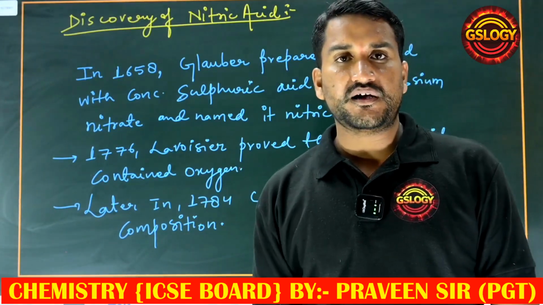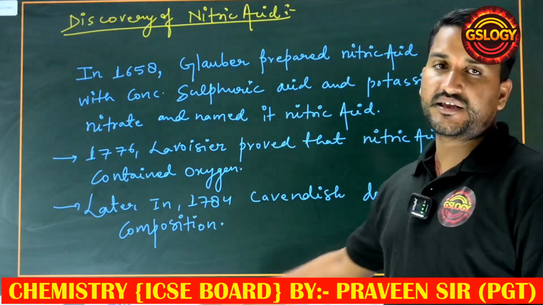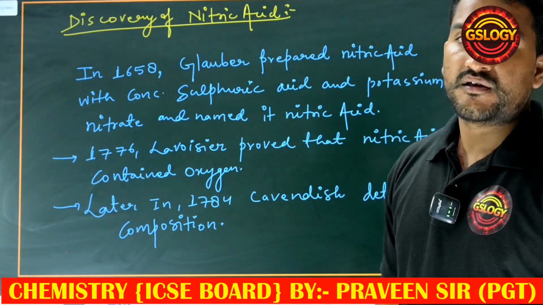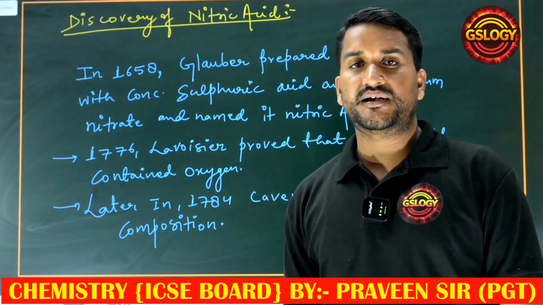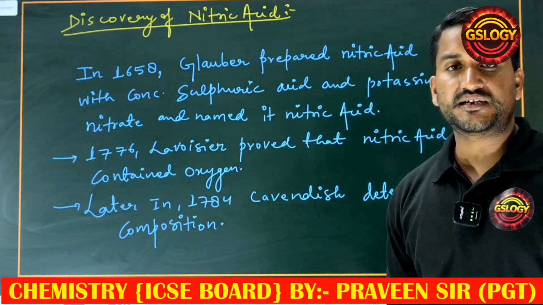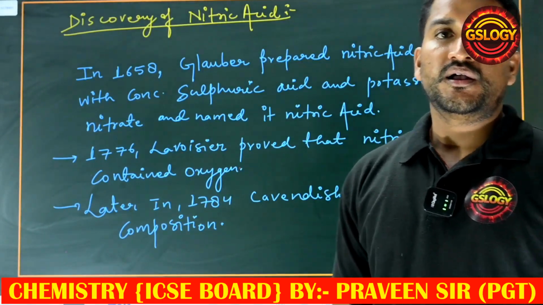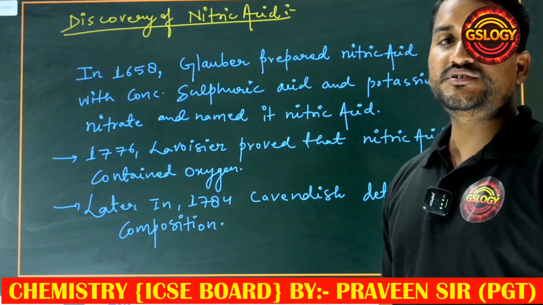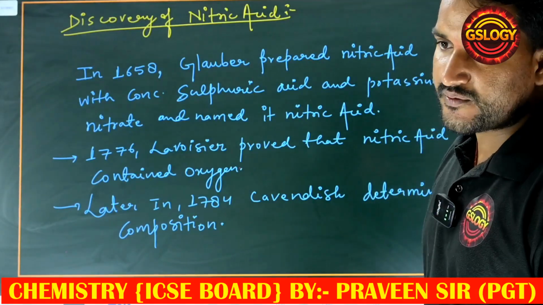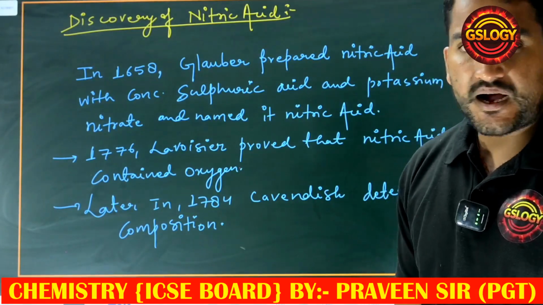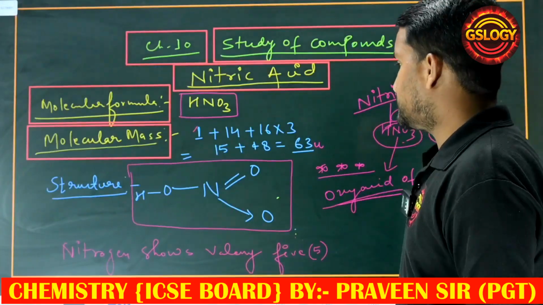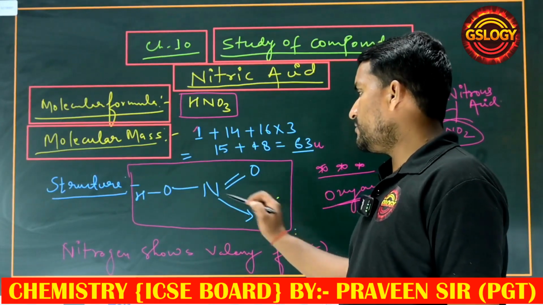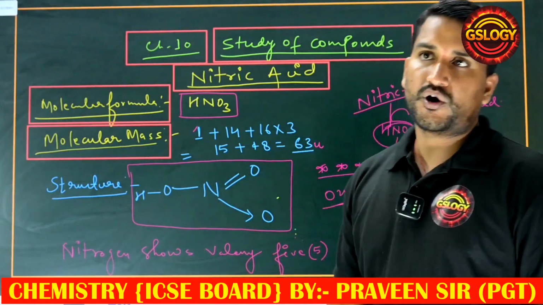And in 1776 Lavoisier proved that nitric acid contains oxygen. You know very well that nitric acid contains 3 oxygens. One oxygen is attached by a double bond, one oxygen is attached by a coordinate bond, and one oxygen is attached to the nitrogen, and to that oxygen a hydrogen is attached. Clear? This one oxygen is a double bond, this is a coordinate bond, and this is a single bond. Clear?